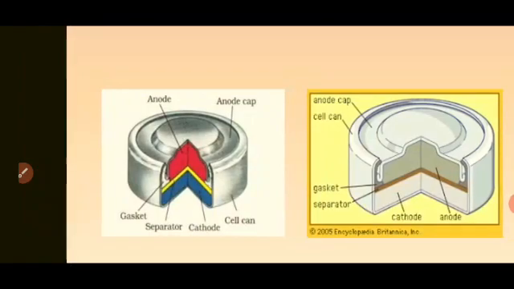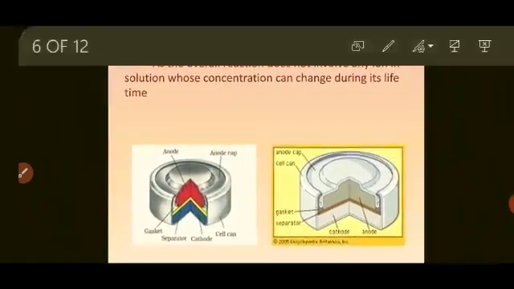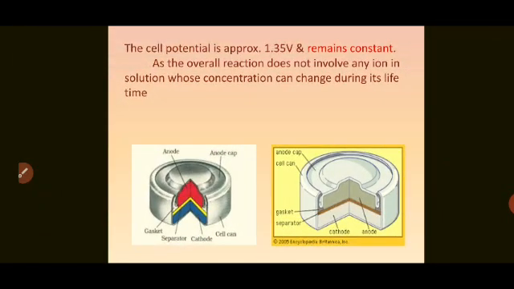Even this cell has some life, but the cell potential remains constant and it is approximately 1.35 volt. Now, why does it remain constant? Because the overall reaction does not involve any ion in solution whose concentration can change during its lifetime, and hence the cell potential for this mercury cell remains constant.